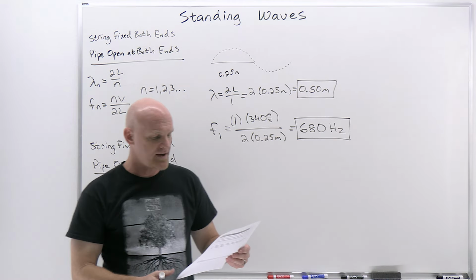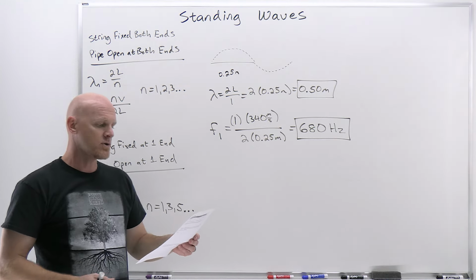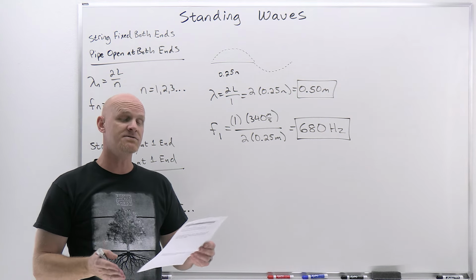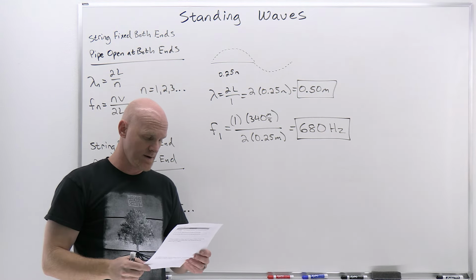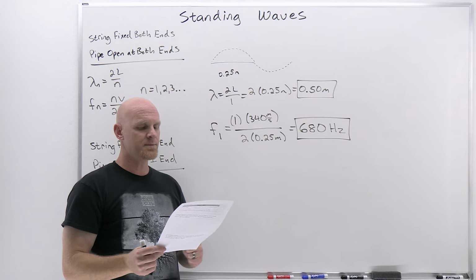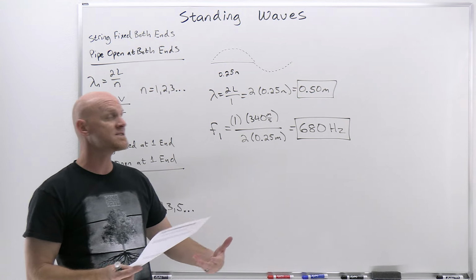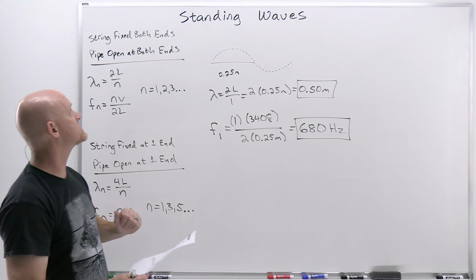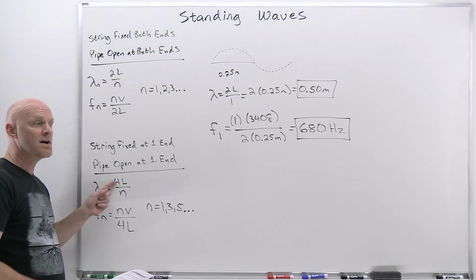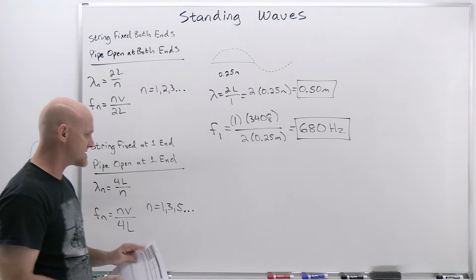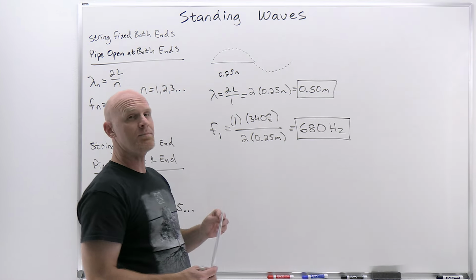Next one says, what is the wavelength of the fundamental frequency for a 0.25 meter long string that is fixed now at one end? If the speed of sound in air is 340 meters per second, what is the fundamental frequency? So it's really the same question, but now dealing with a string that's only fixed at one end. And so we've got to use the other set of equations instead. And this one's not as easy to picture.